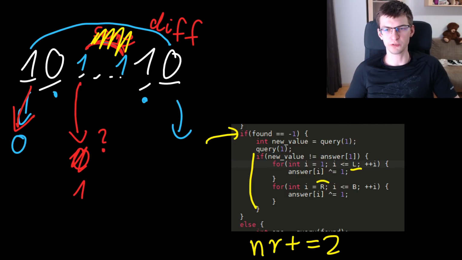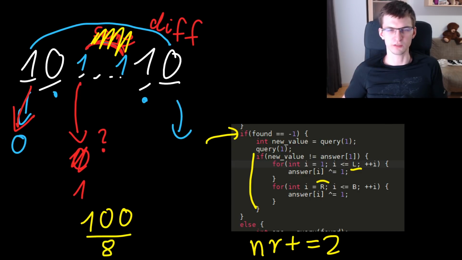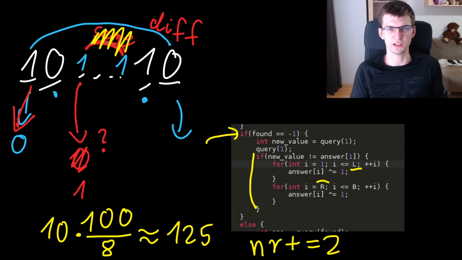What about the number of queries? Every turn of 10 queries, 8 of them will be to find new values. So we need around 100/8 repetitions of that, each with 10 queries. And this is around 125, so it easily fits in the limit of 150.